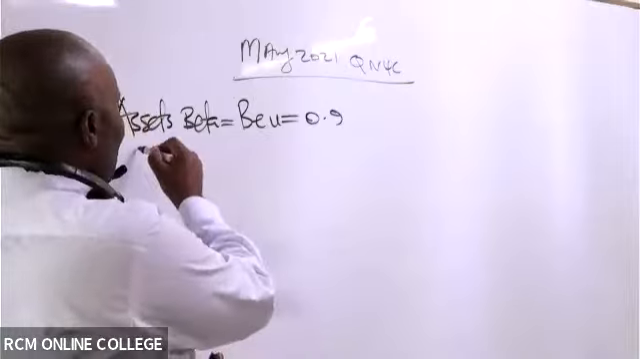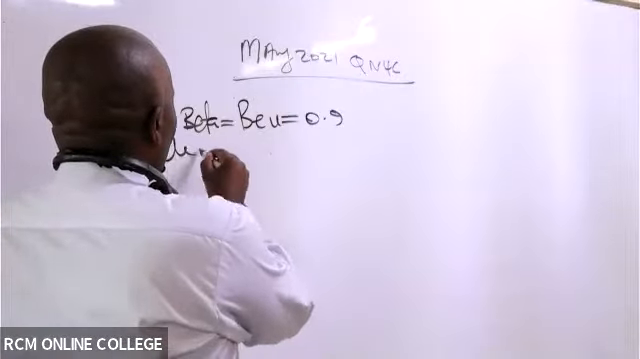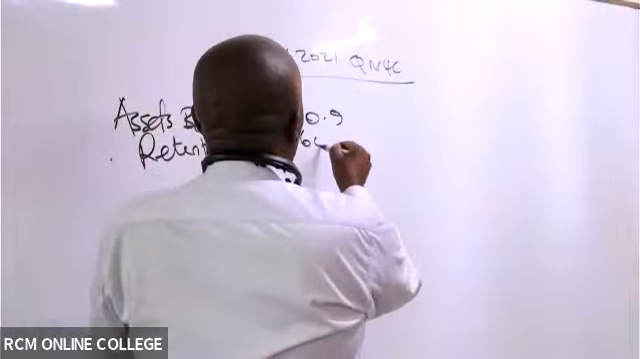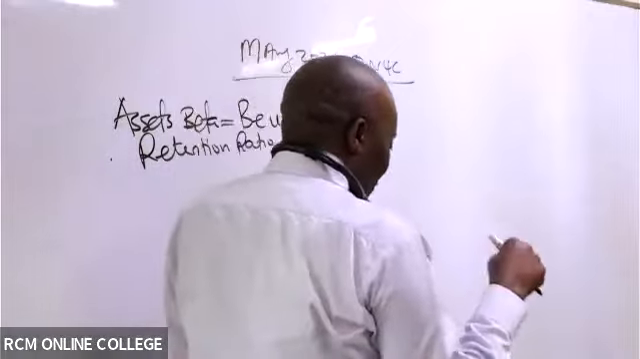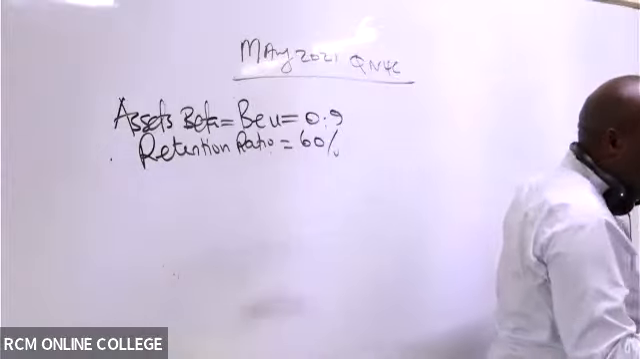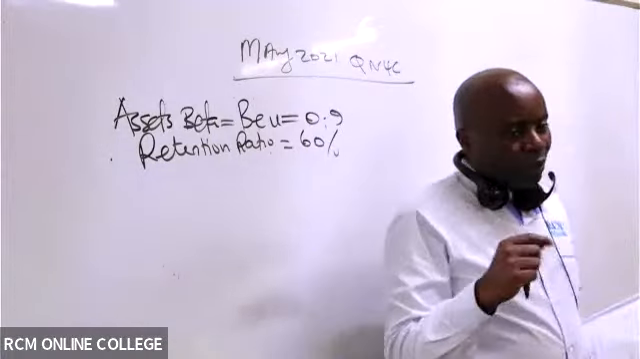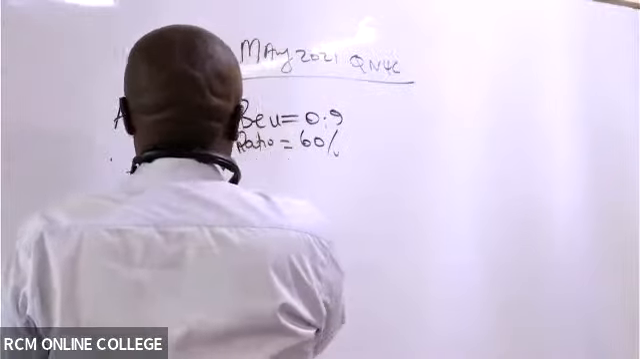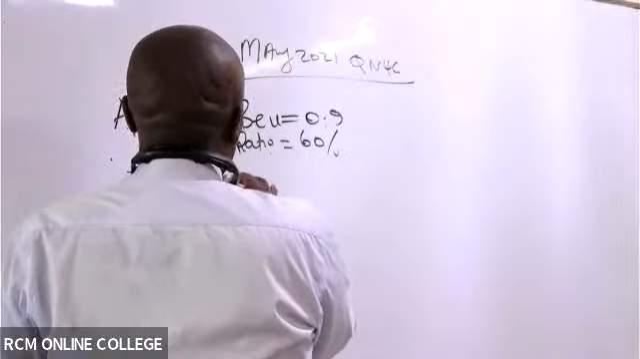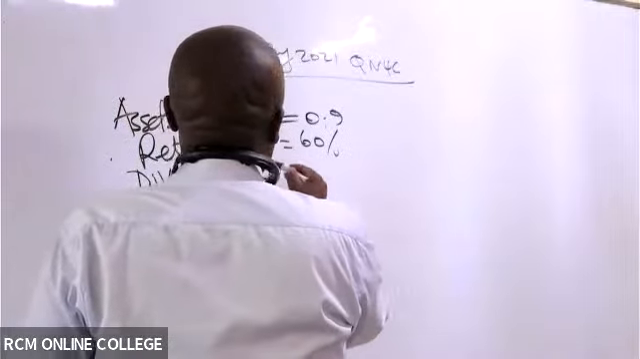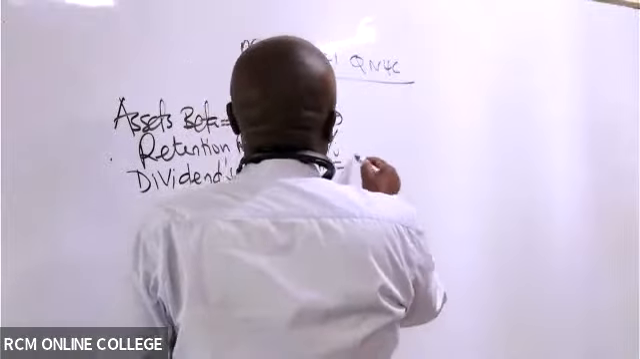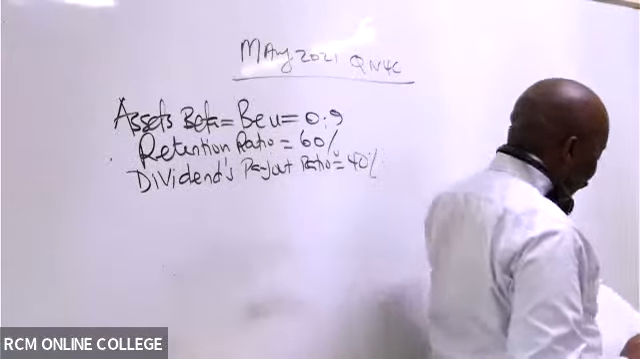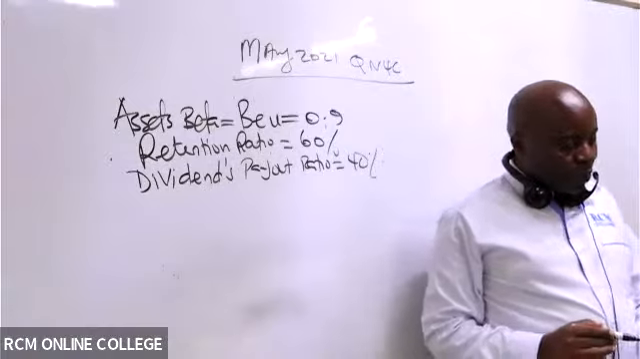They have given me the retention ratio, which equals 60%. So if you're retaining 60%, what will be the dividend payout ratio? 40%. So I can easily show the examiner that I know so much by writing here: dividend payout ratio, which is 40%, like that.